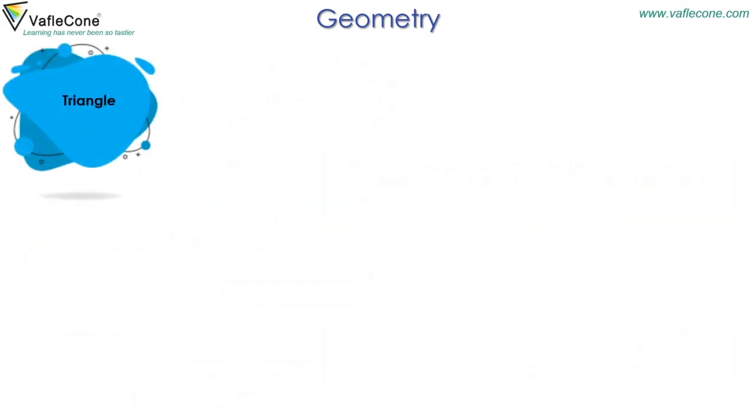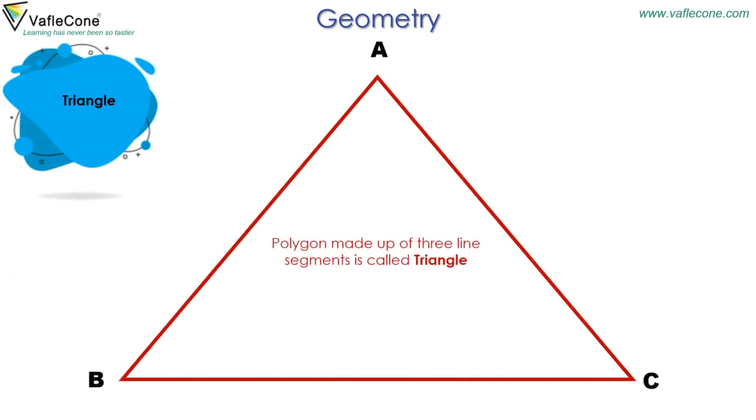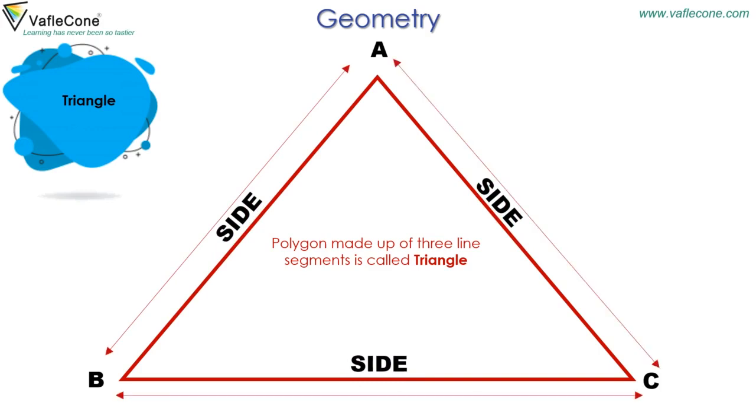Triangle. A polygon made up of 3 line segments is called a triangle. A triangle has 3 sides. The 3 sides of triangle ABC are AB, BC and AC. The 3 vertices of triangle ABC are A, B and C.